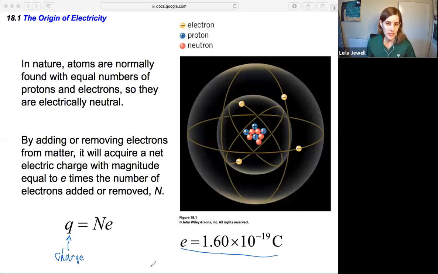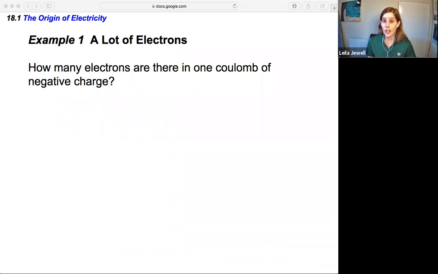So now that we have this basic understanding, let's try to get a better sense of how that number of electrons will correspond to the total amount of charge. So let's look at an example of this. Example 1, a lot of electrons. How many electrons are there in 1 Coulomb of negative charge? Well, one answer is already given for you, right? It's a lot. But just how much is it? Well, that's where we can investigate.